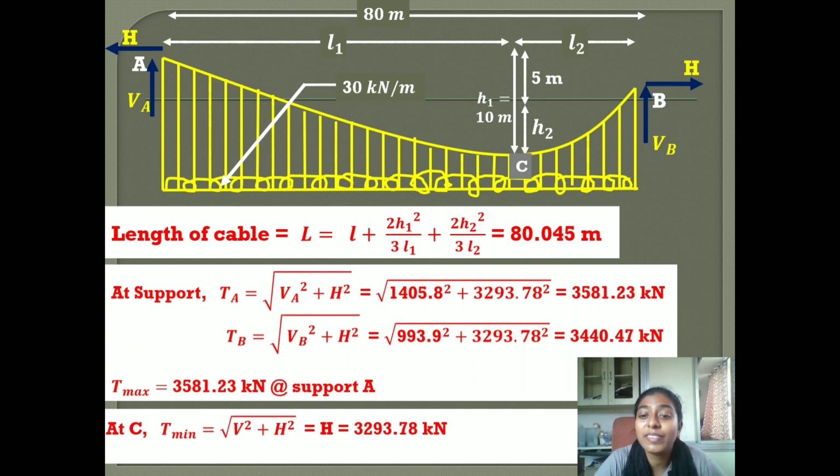At C, we will have only horizontal thrust, vertical reaction is equal to 0. So the minimum tension at C will be equal to the horizontal thrust, because V, the vertical reaction at C at the maximum dip, is equal to 0. So our minimum tension is equal to 3293.78 kilonewton at the maximum dip at C.